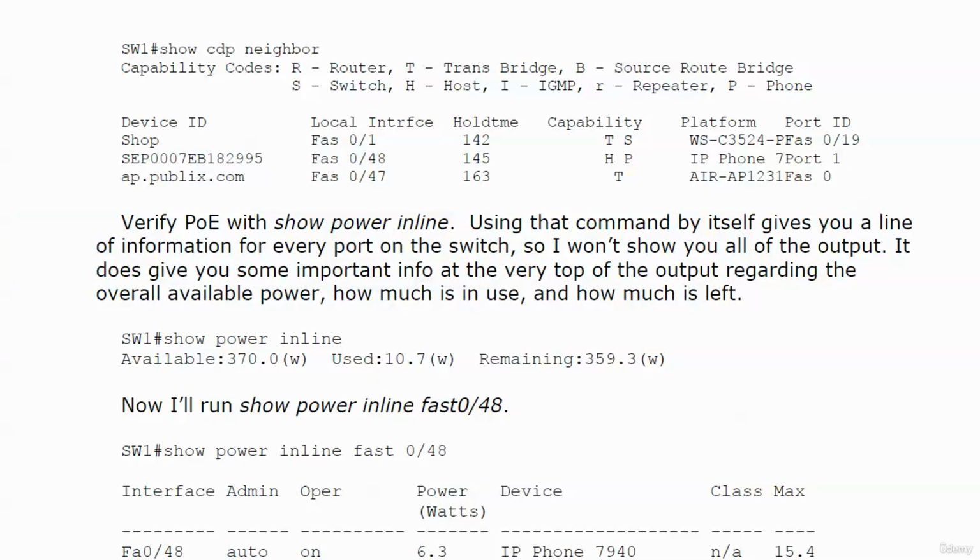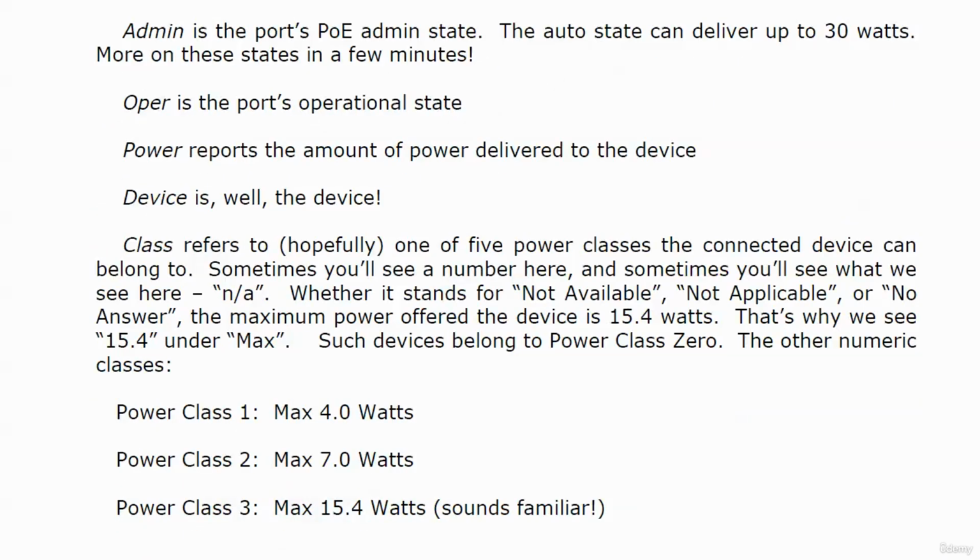So let's go back up here, and we're going to talk about those classes a little bit. Now, class refers to, hopefully, one of 5 power classes, predefined power classes, the connected device could belong to. Now sometimes you're going to see a number there, and sometimes you're going to see what we just saw on the switch, N/A. When that happens, that device is said to belong to power class 0. And that's also why we see 15.4 under max, because when you see N/A and you've got a device in power class 0, the maximum power being offered the device is 15.4 watts.